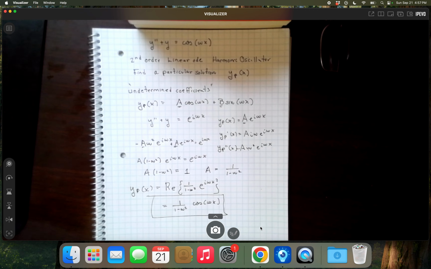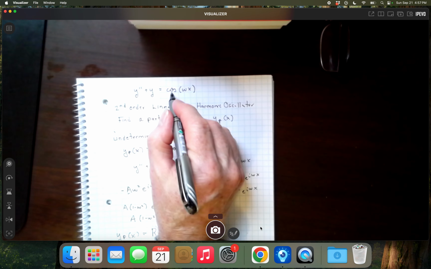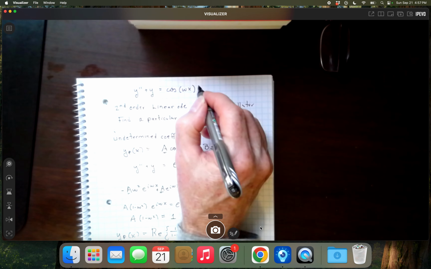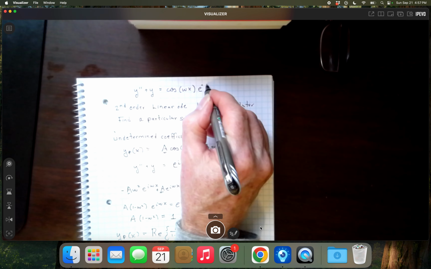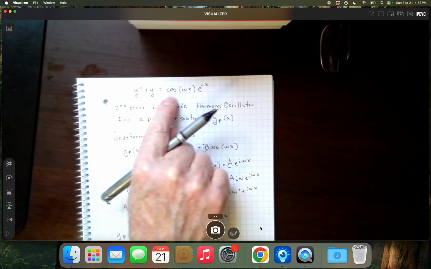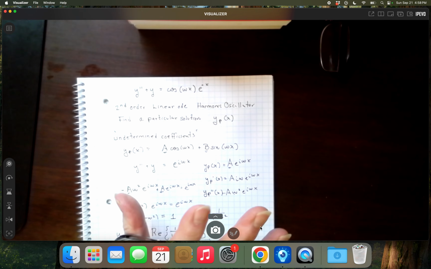And if you're still not convinced of the value of this, suppose your input up here was a damped cosine. So suppose we have cosine omega x times e to the minus x, some damped cosine. And what would be required to solve that? But by complexifying this, it would be simple.